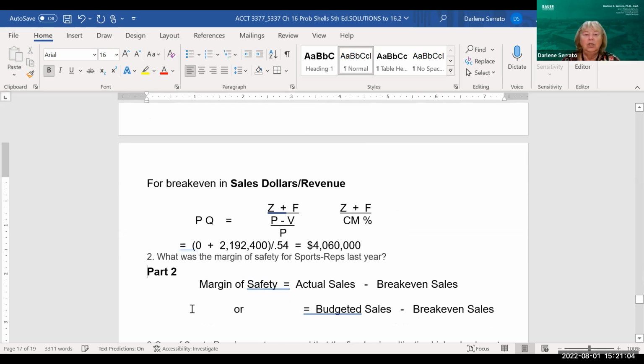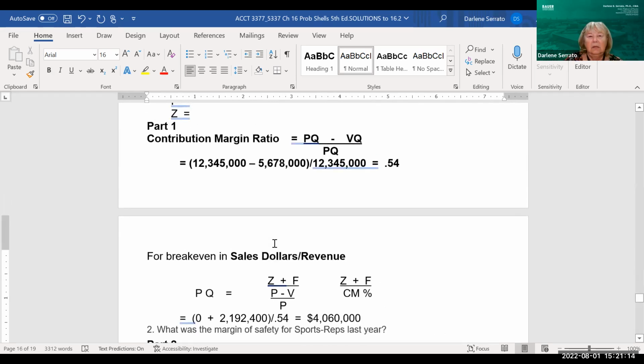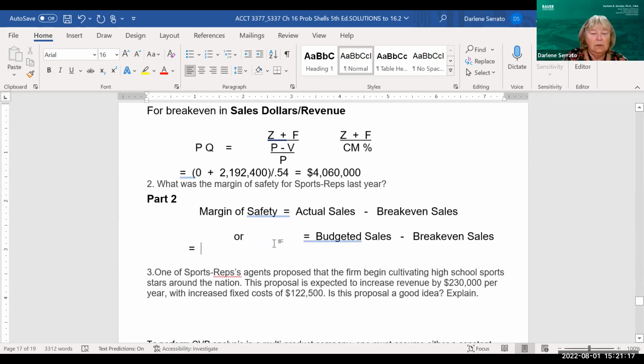Okay, then margin of safety. 12,345,000 minus 4,060,000 equals 8,285,000 even.